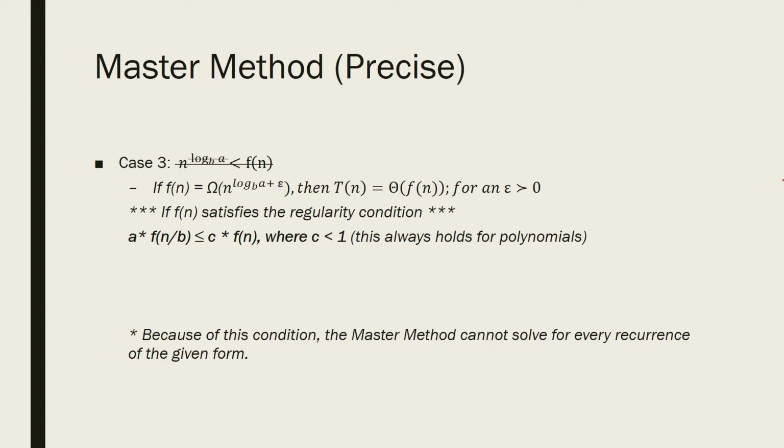If f of n satisfies the regularity condition, which basically comes down to this needing to hold for large enough values. I'm not going to spend a lot of time really explaining this. Just know that for case 3, this is an extra stipulation that you need to account for. And because of this condition, the master method cannot solve every recurrence of the given form.